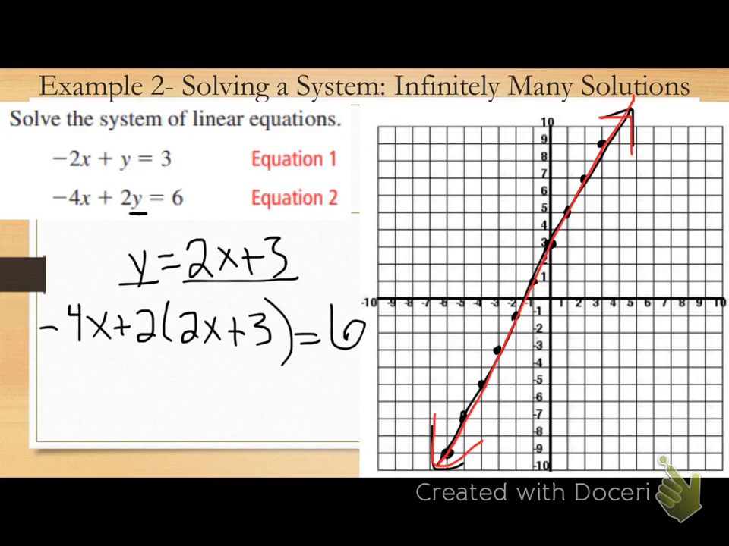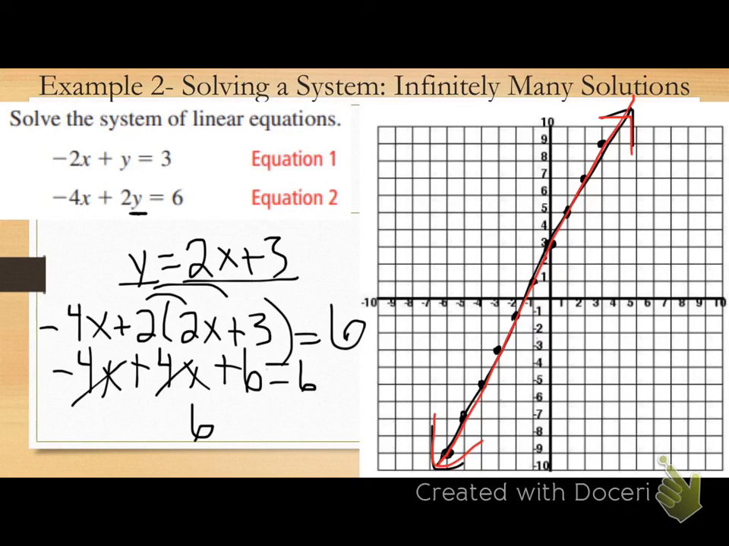What can I do now? Distribute. 2 times 2x, 2 times 3 equals 6. What happens with my x's when I try to combine them? They cancel out, and I'm left with 6 equals 6. True or false statement? True. So what's my answer? Infinitely many solutions.